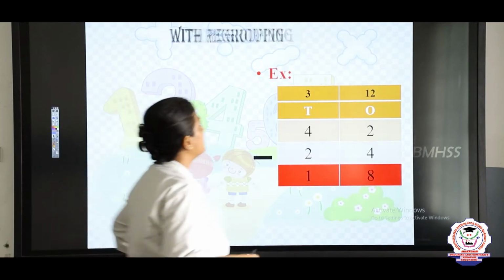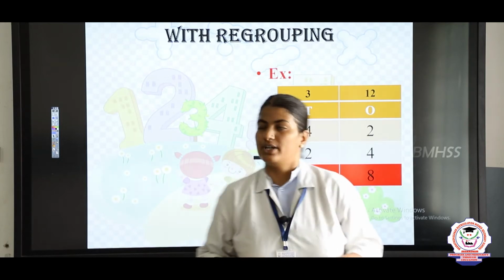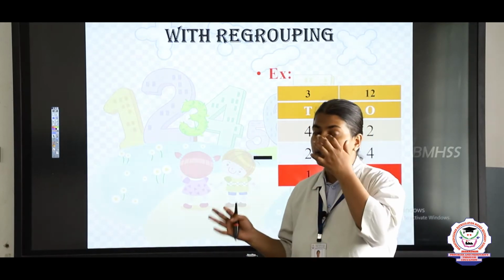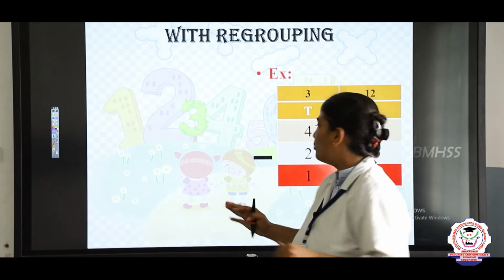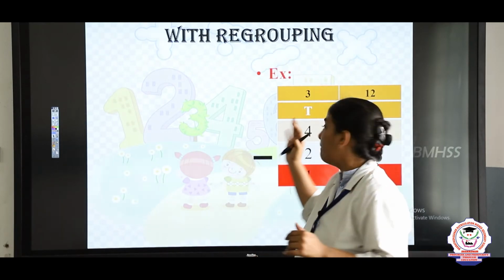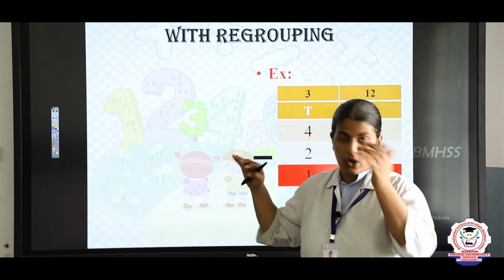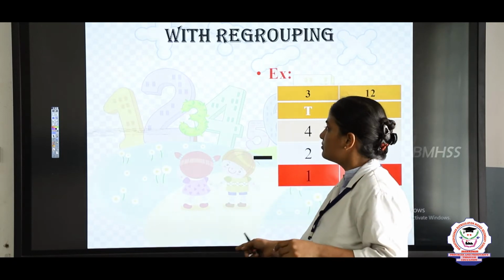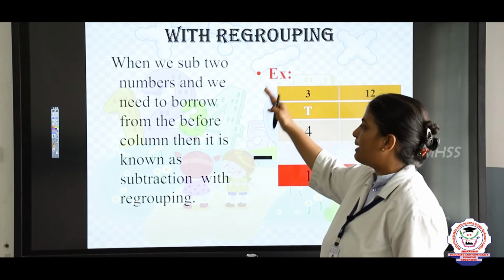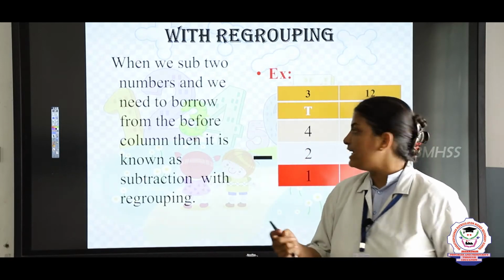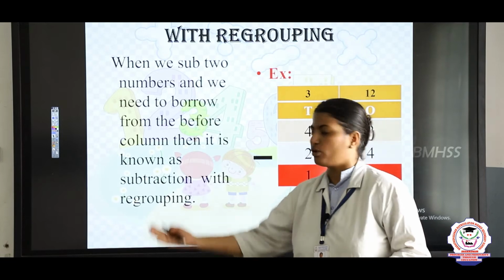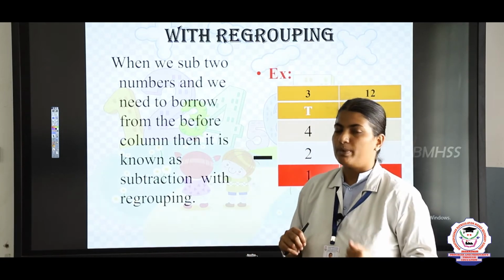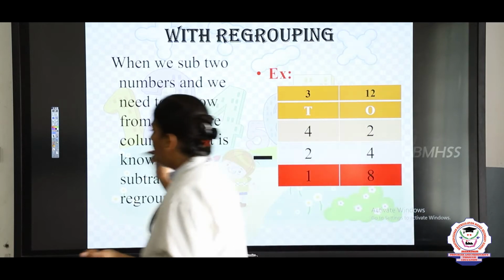Our next topic is subtraction with regrouping. As I told you before, regrouping is nothing but borrowing from the previous column, or the before column. So when we subtract two numbers and need to borrow from the before column, it is known as subtraction with regrouping. I will tell you how. Let's see a sum.